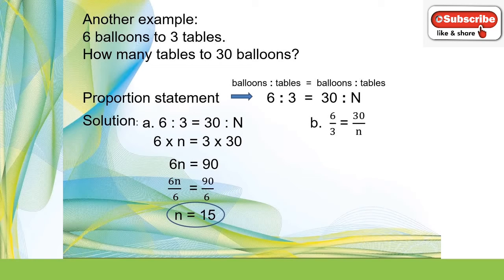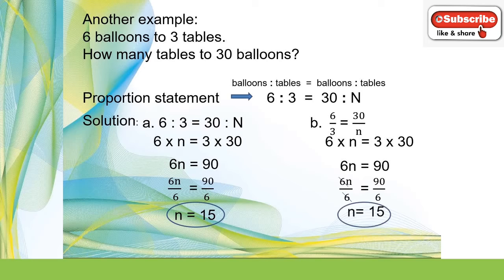We can also solve the value of n in fraction form. 6 over 3 equals 30 over n. Cross multiply 6 times n, then 3 times 30. 6 times n equals 6n, 3 times 30 equals 90. Divide both sides by 6, so 6n divided by 6 equals 1n, or just write n, and 90 divided by 6 equals 15. Therefore, there are 15 tables.